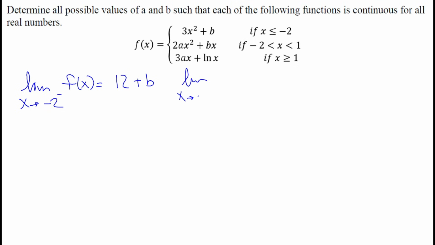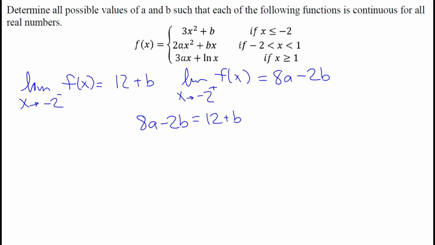And then we'll have a limit as x approaches negative 2 from the right of f of x. Negative 2 squared is 4. So 4 times the 2a is going to be 8a. And then minus 2b. And we want that to equal the 12 plus b. So, oops, not 4a, 8a. So if 8a minus 2b equals 12 plus b, then that would mean that 8a minus 3b needs to equal 12. So we'll put that up here. 8a minus 3b equals 12.